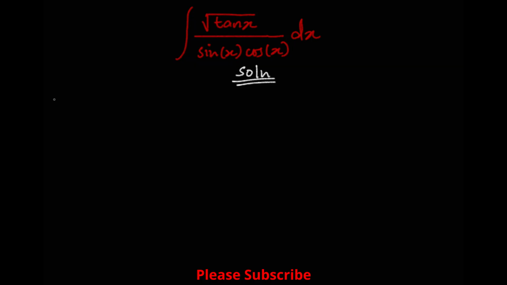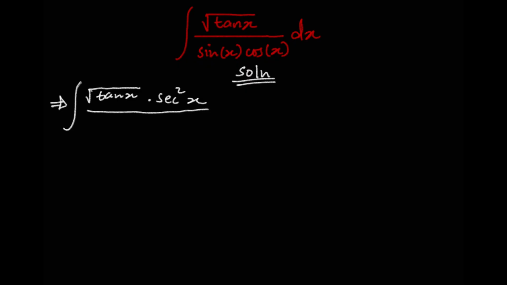Now that being said, in our first step, we are going to have the integral of the square root of tangent x, multiplied by secant square x all over tangent x, what I just showed in the example there, dx. Okay, so I think we all agree that 1 over sine x multiplied by cosine x is the same as secant square x over tangent x.